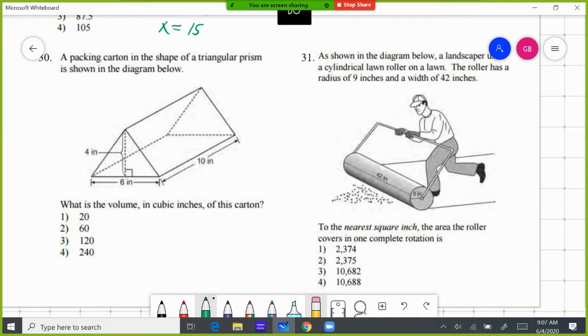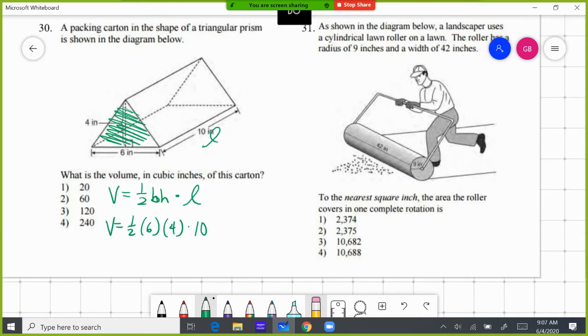30. A packing carton in the shape of a triangular prism is shown in the diagram below. What is the volume in cubic inches of this carton? So to find the volume of this prism here, you need to find the area of this front part, which is a triangle, and then multiply by this length. So the area of a triangle is 1/2 times base times height, and then you're going to multiply by the length of it. The base is 6, the height is 4, and then the length is 10. So 1/2 of 6 is 3, 3 times 4 is 12, and 12 times 10 is 120.